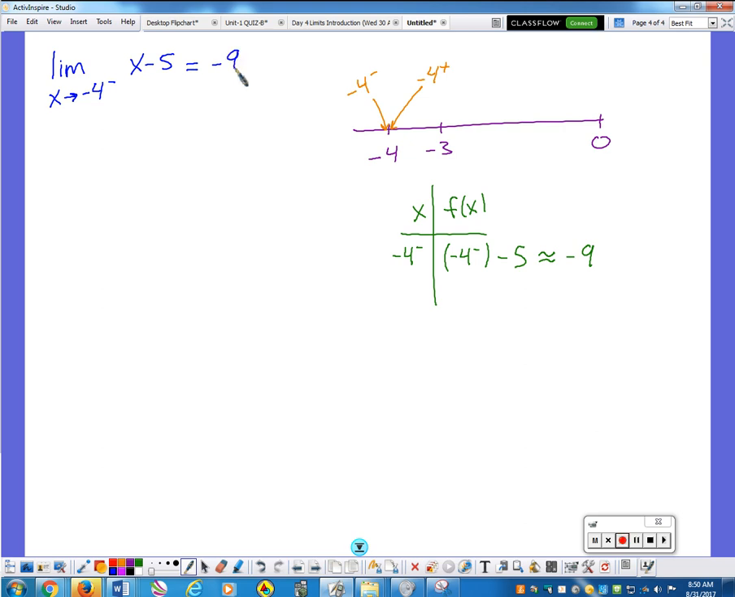Okay? I wrote approximate here because the output value really isn't -9. The output value is close to -9. But when you're writing it with a limit statement, don't ever write the approximate. It's the limit's value is -9, because the word limit means what number are we getting close to? We're getting close to -9.